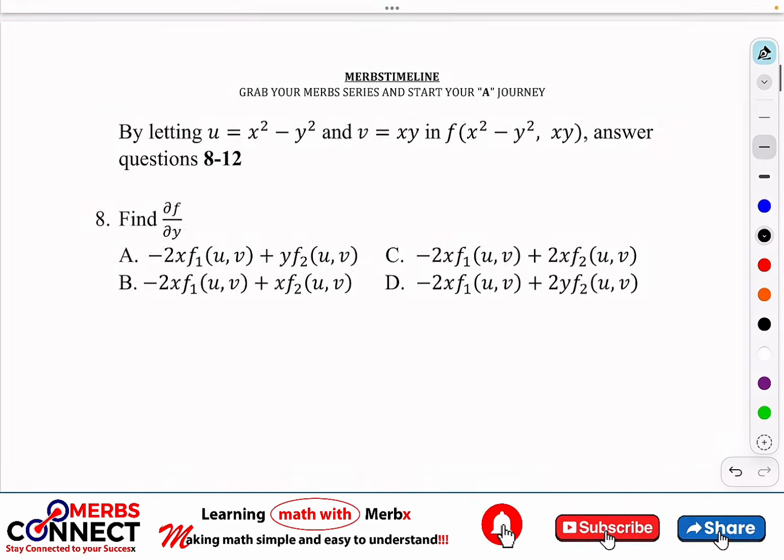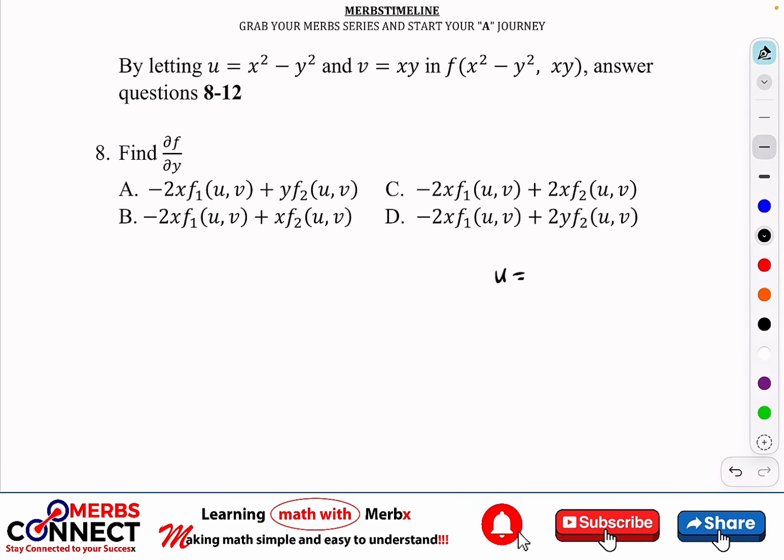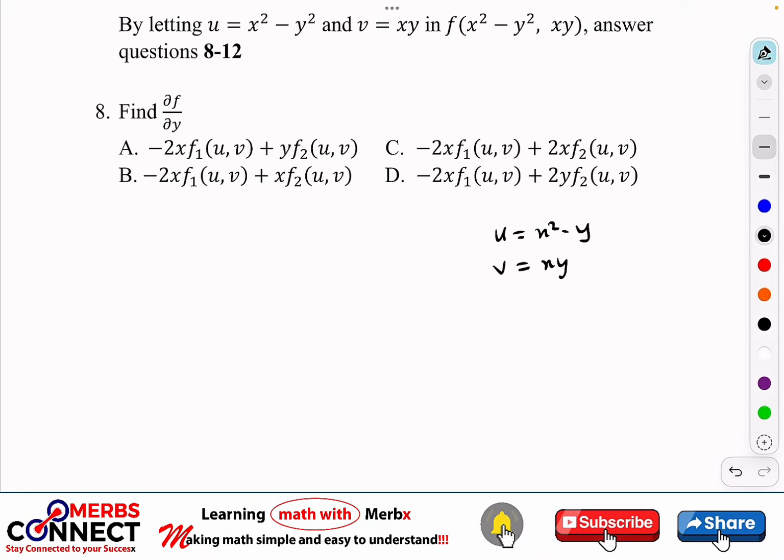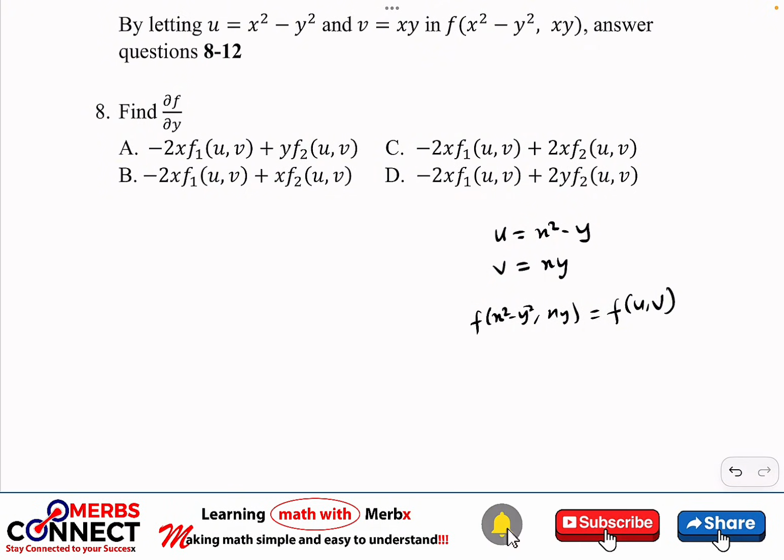Okay, let's get to question 8. What is happening at question 8? This is going to be chain rule. Of course, we need to do that. So we have u, which depends on x and y, and we have v, which also depends on x and y. But what I'm going to do here is let f of x squared minus y squared, xy be the same as f of u, v. Why? Because this is u and this is v.